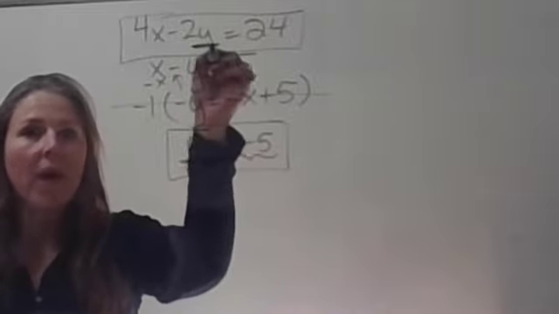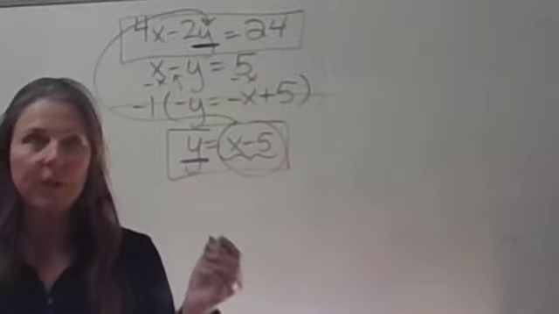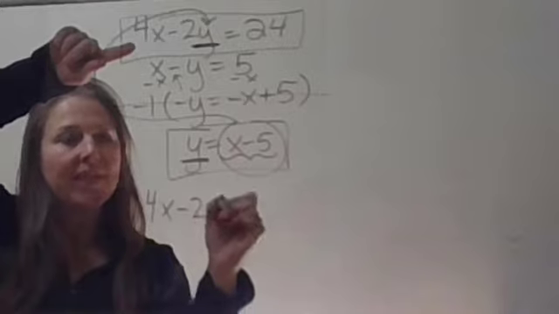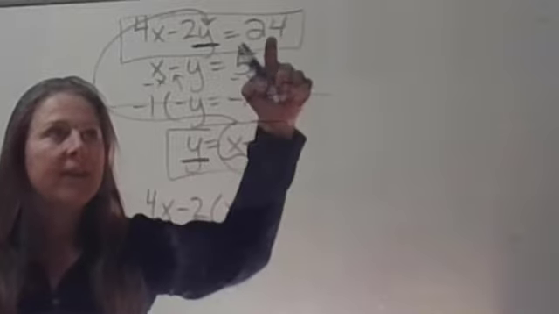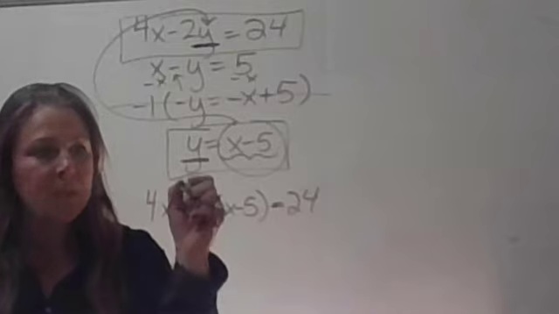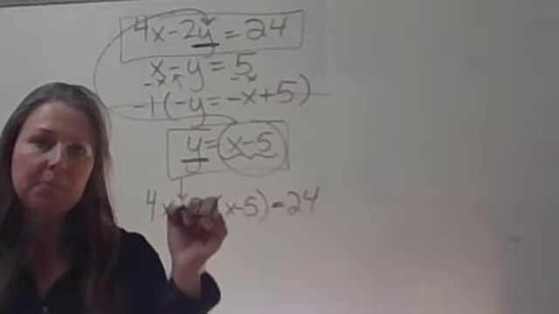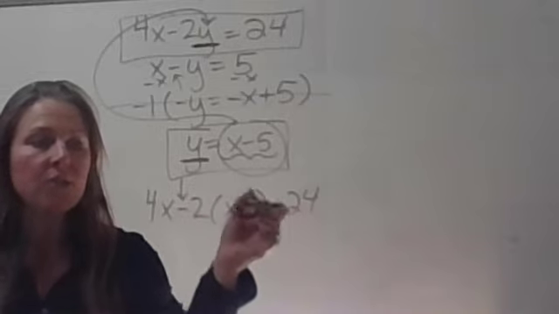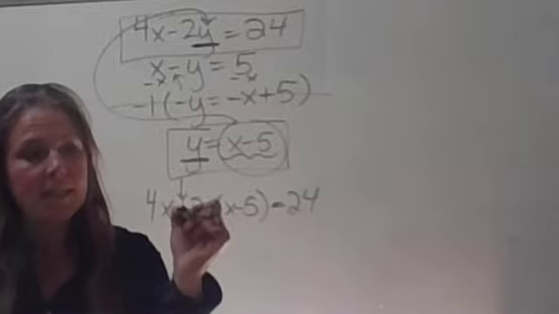So up here, instead of y, we're going to be substituting this x minus 5. So let's write that now. 4x minus 2, and then instead of y, in comes the substitute of x minus 5, and then back to the equals 24 part of the equation. So it's really important to notice this minus. You could make the minus plus a negative because those mean the same thing. Or when you distribute this, you could make sure that you're distributing a negative 2. I like to make my minuses plus a negative.